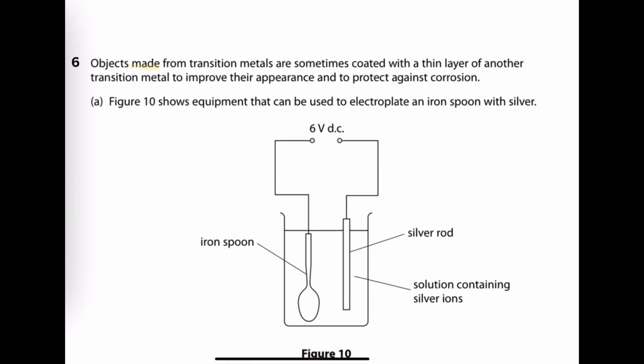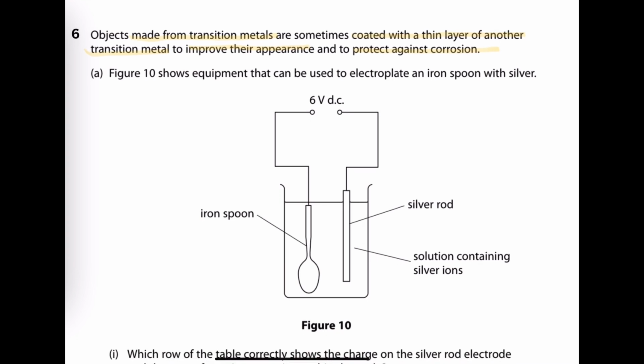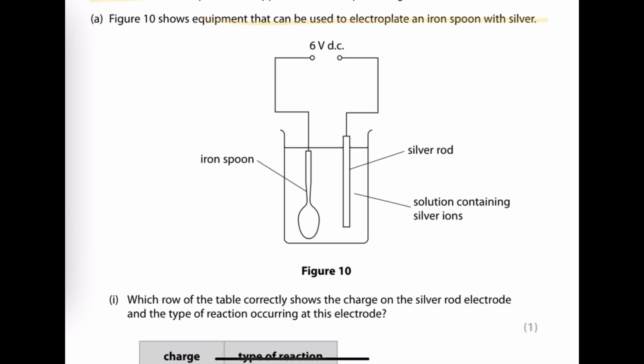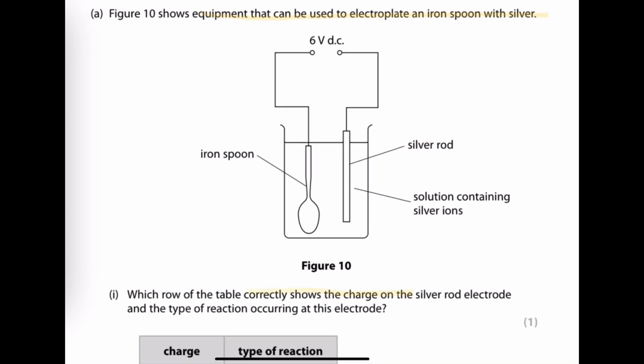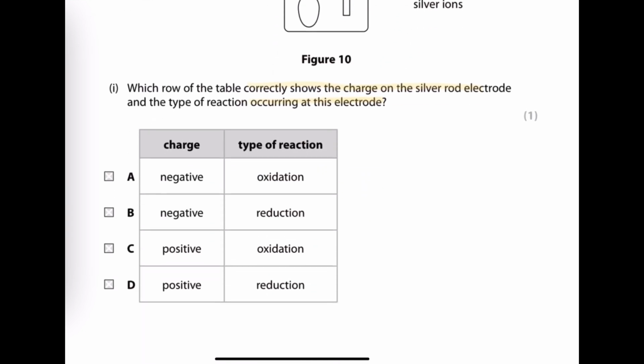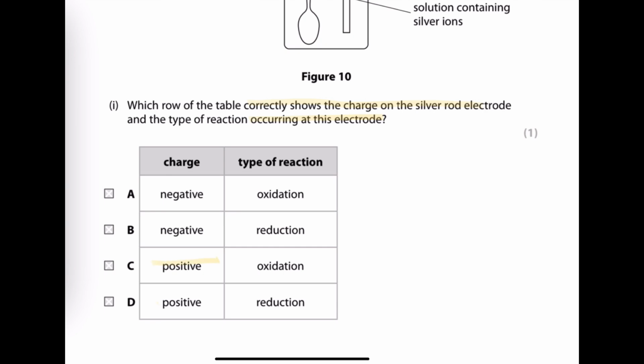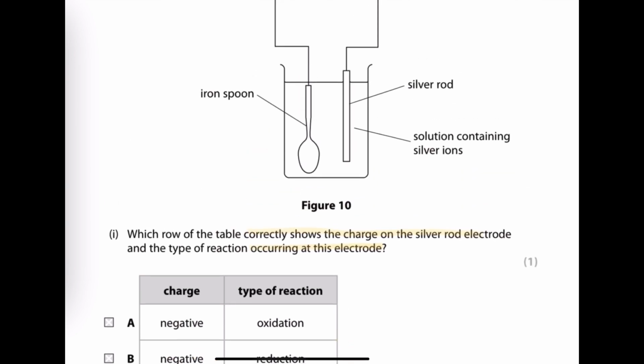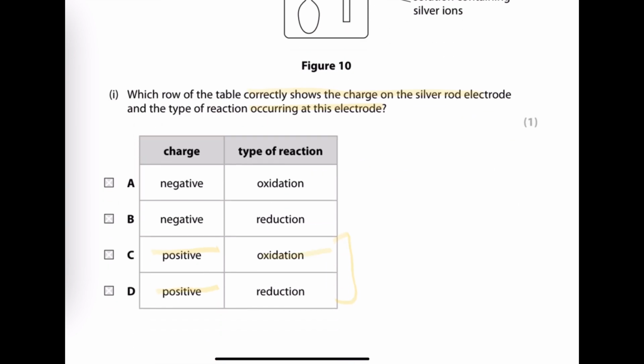Question 6. Objects made from transition metal are sometimes coated with a thin layer of another transition metal to improve their appearance and protect against corrosion. Figure 10 shows equipment that can be used to electroplate an iron spoon with silver. Which row of the table correctly shows the charge of the silver electrode and the type of reaction that's occurring in this electrode? We can see that it is positive, so we know it's one of these. And what is occurring is oxidation. So it's C.